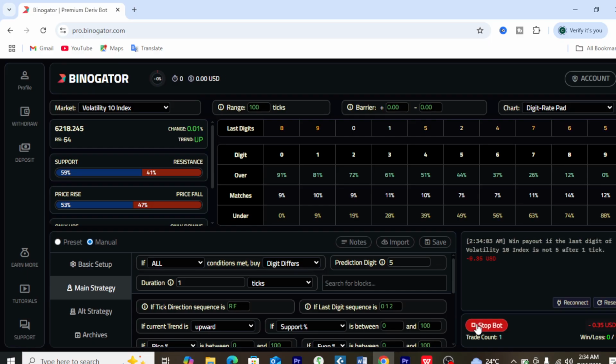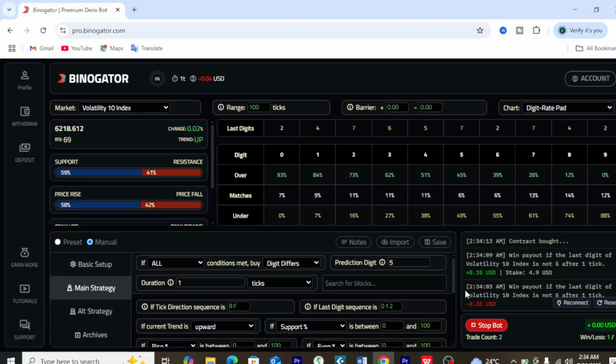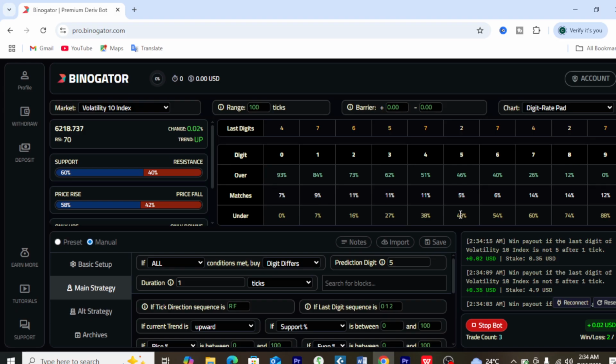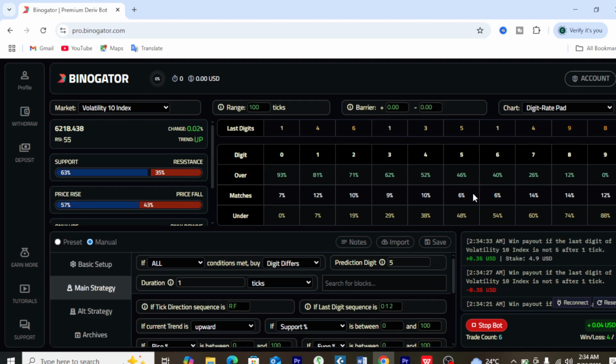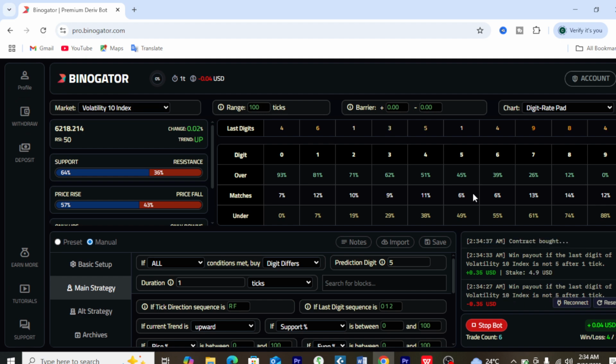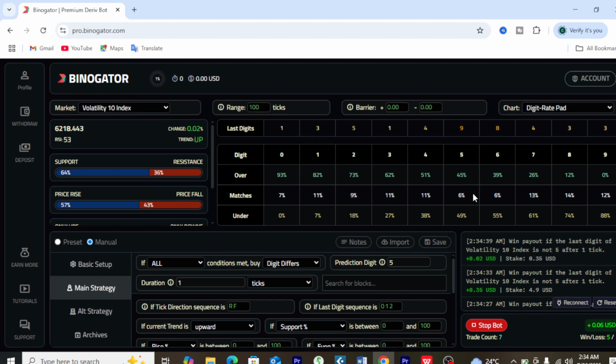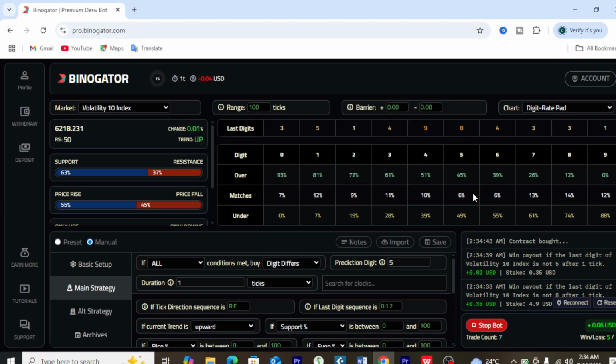So one thing about this strategy is that you are going to have to be policing the bot or policing the strategy, because you are using probability. When we look at these matches, we are going to say what is the lowest matching percentage in these matches. When we look at the lowest matching percentage, then we are going to use that number to trade. That is the whole idea behind the strategy.